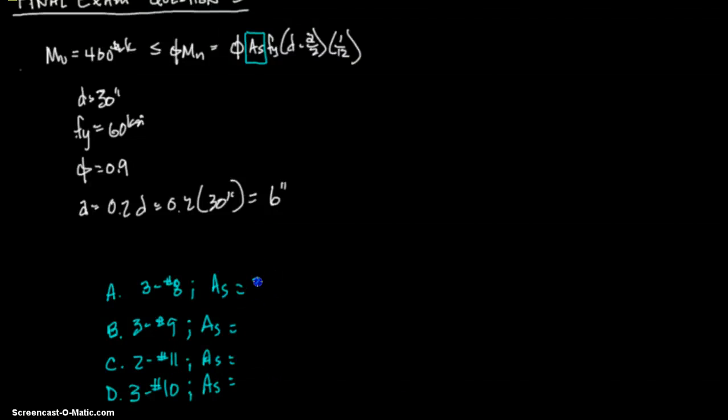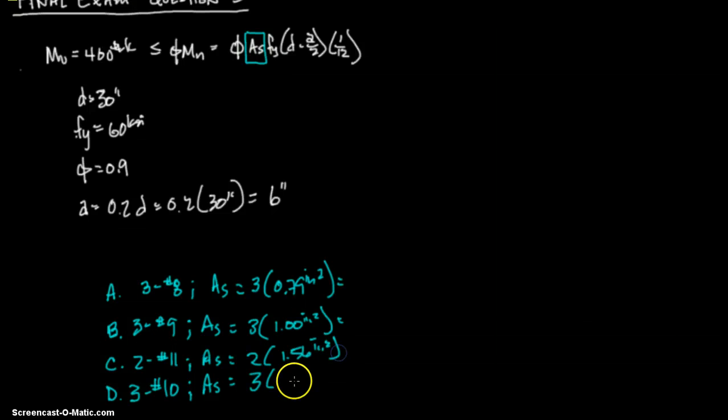3 number 8s. So it's going to be 3 times the area of steel of a number 8 bar, 0.79. And then 3 times number 9, and number 9s are 1.00. I'll get my calculator out in a second. It's going to be 2 times number 11, which is 1.56 inches squared. And then number 10s are 1.27. So this is the unknown for each of our options here, and let's go ahead and solve for them.